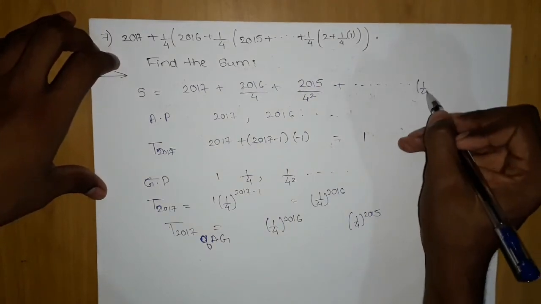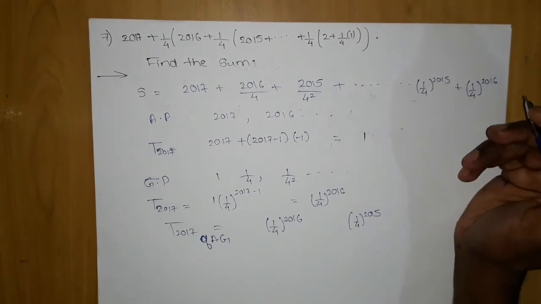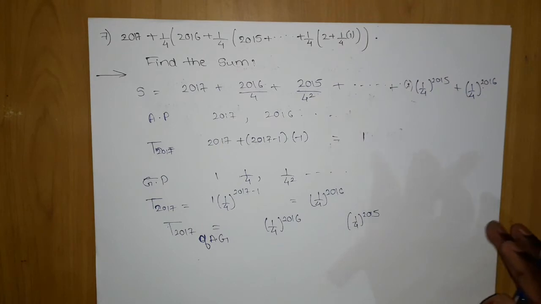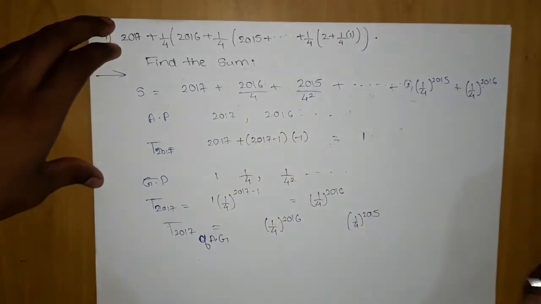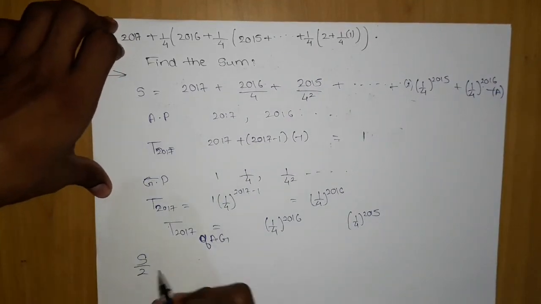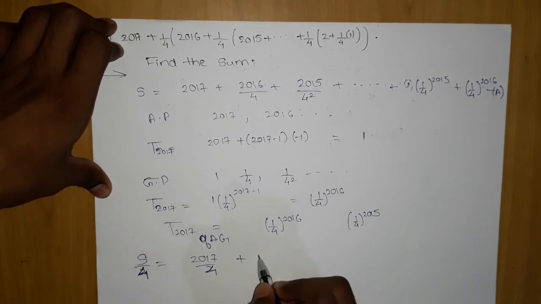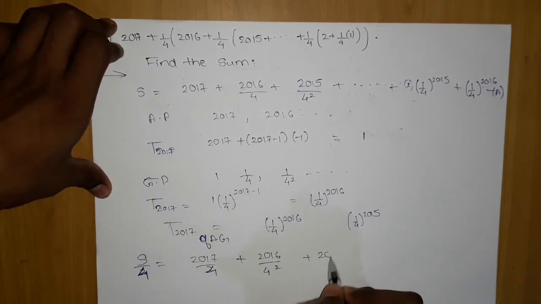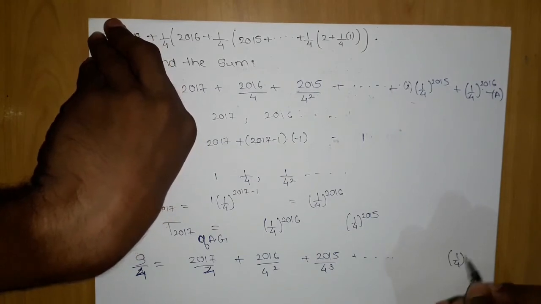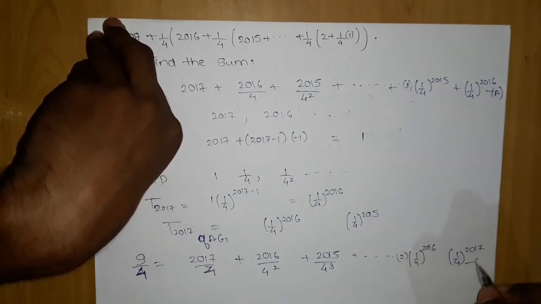Can you write the S now? Very simple: 1 by 4 to the 2015 plus 1 by 4 to the 2016. Now you know it is 1 here and here it will be 2, and so on, because it is decreasing. The common ratio is 1 by 4. So the next is S by 4: 216 by 4 square, 215 by 4 cube, and what is the last term? It is 1 by 4 to the 2017, which is 2 into 1 by 4 to the 216.